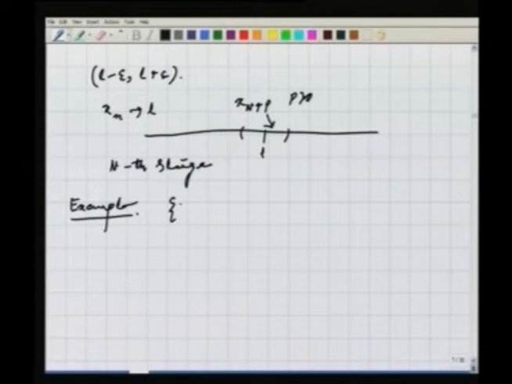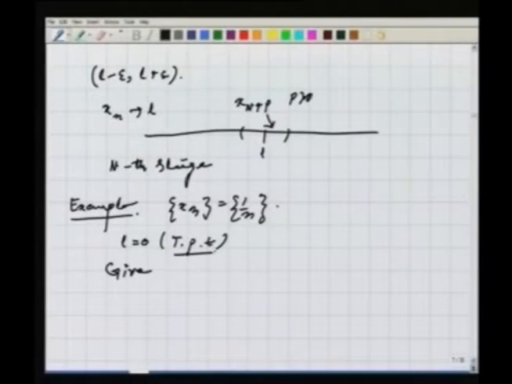Consider the sequence xn equals 1 by n. What happens to this sequence? As you have noticed, intuitively it says that the 1 by n's are getting close to 0, and if I translate my intuition into mathematics, it still should happen that the sequence is converging to 0. Let us check whether it is true or false.